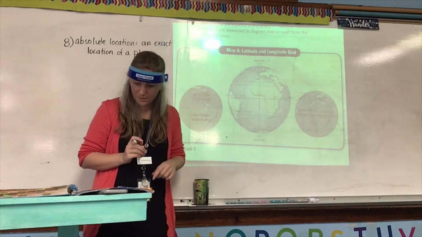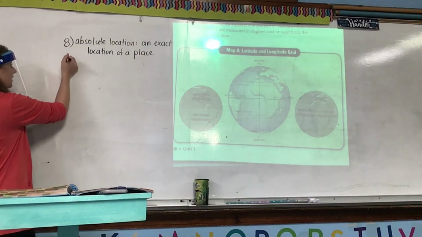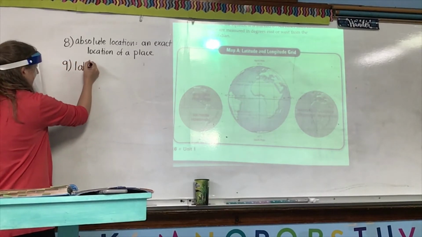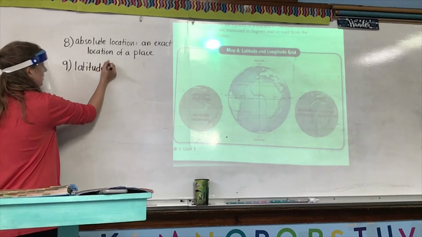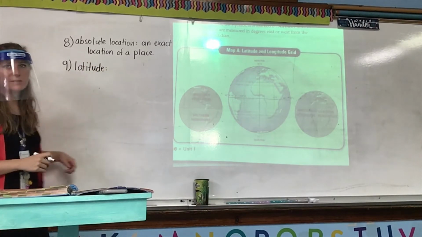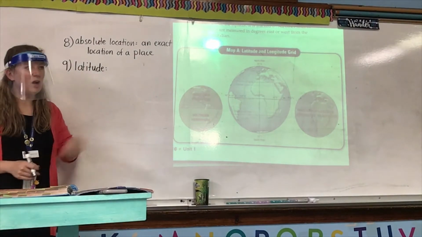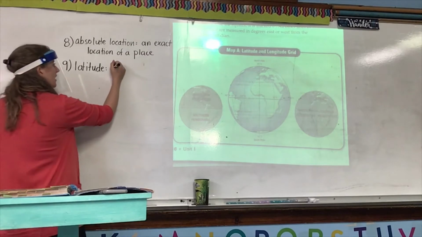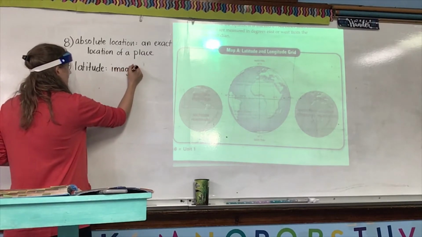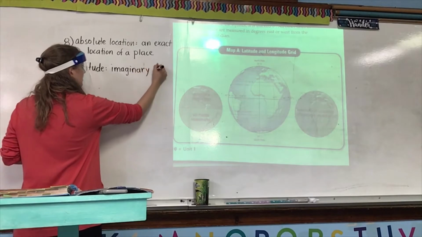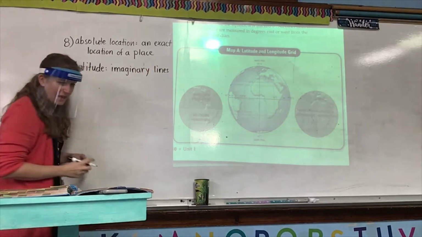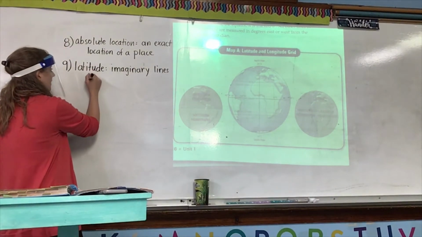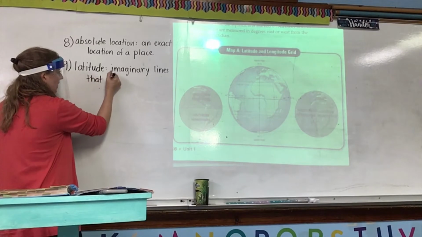So, what's our next word, Aaron? Number 9? Lines of latitude. We're just going to say latitude. Now, Aaron, do you think these are real or imaginary lines? Like if I walk up to where it is on the earth, am I going to see a line in the ground? No. So they are imaginary lines that do what? That run east and west.